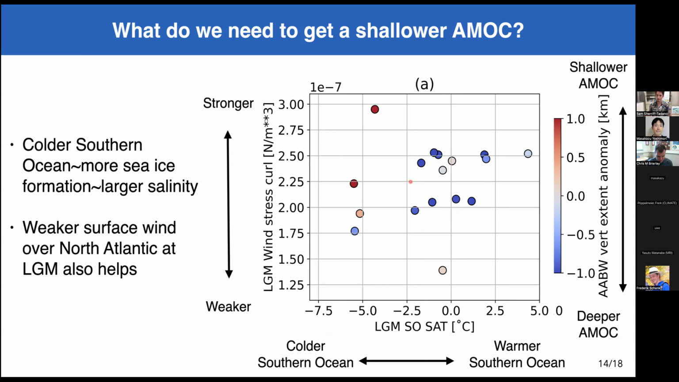So by comparing these two groups, you may think that for these models, one way to simulate the shoaling of the LGM AMOC is to just get the Southern Ocean colder. There's also another option, which is related to the third group. So this is the model which has an intermediate LGM Southern Ocean temperature, but very weak North Atlantic wind. So another way to get the shoaling of the LGM AMOC is to weaken the surface winds over the North Atlantic, which will reduce the salinity of the NADW, and change the balance of the NADW-ABW salinity. Okay.